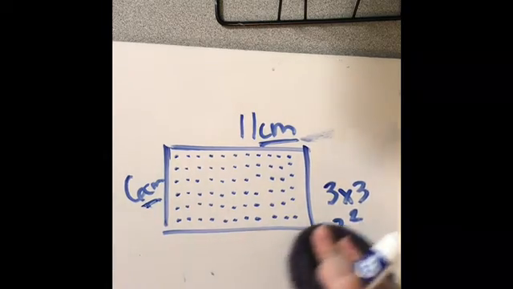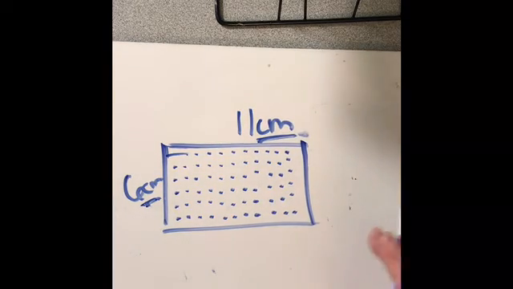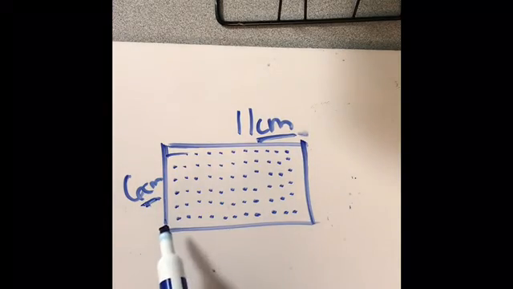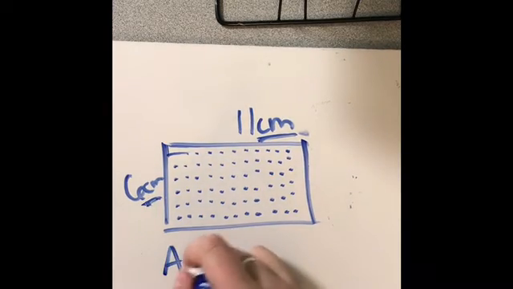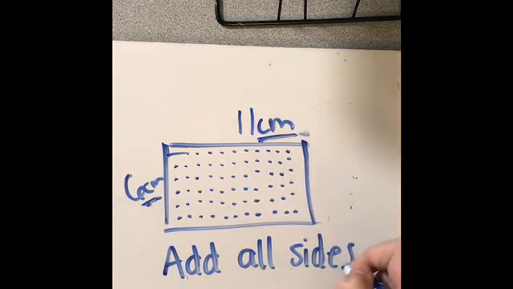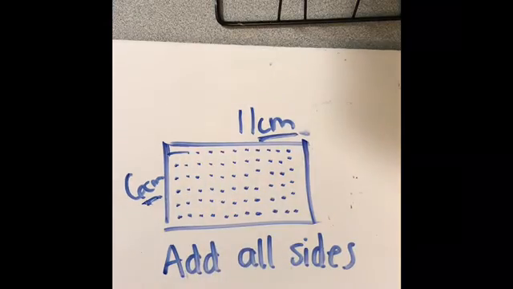Okay, and then we need to find the perimeter. The perimeter is the distance around the outside of a shape. Like if I was doing my bulletin board and I wanted new borders, I would have to find the perimeter. So I do the perimeter by adding all the sides. This is a little bit confusing because you can't just add 6 and 11, because that's not all the sides. That's only 2 of the sides, right? So you have to add all the sides.